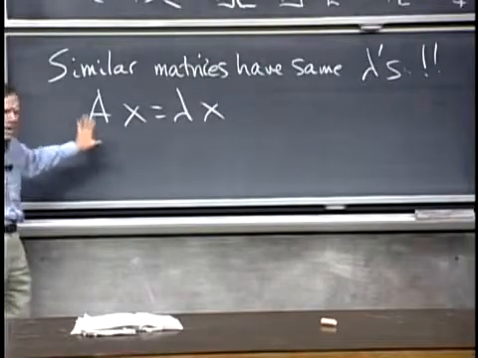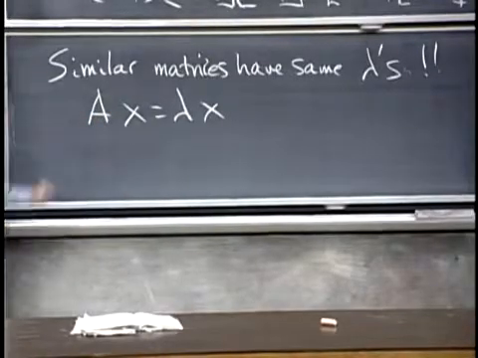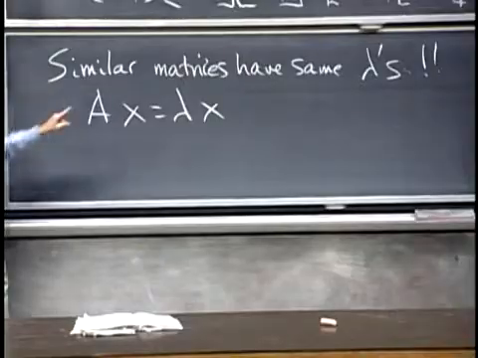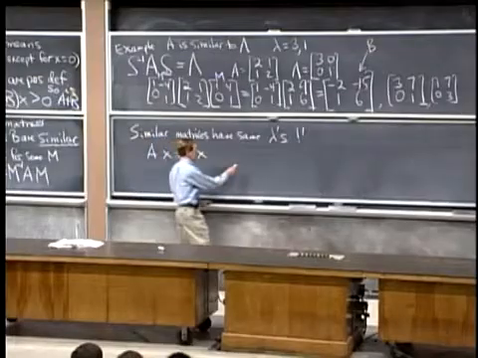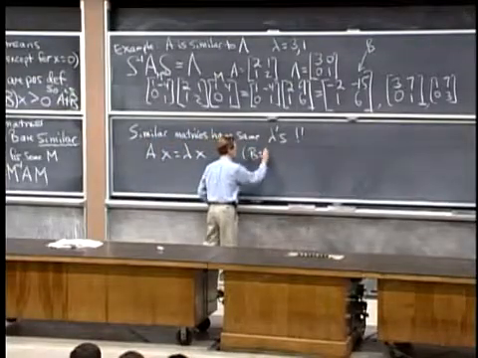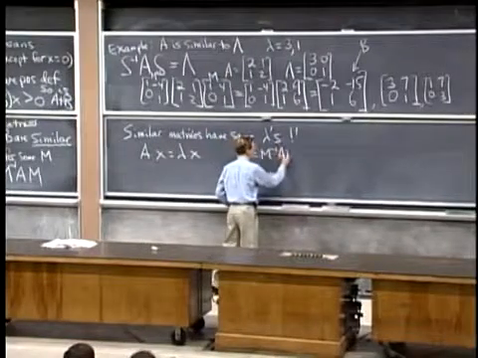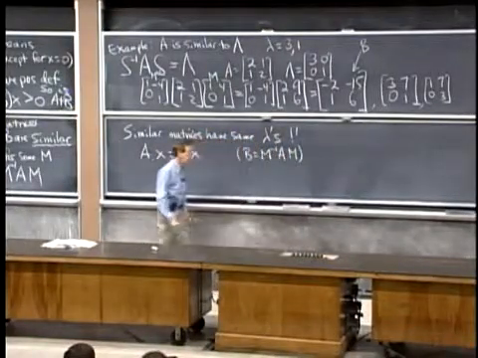Now I want to get B in the picture here somehow. Remember, B is M inverse A M. Let's just remember that over here. B is M inverse A M. And I want to see its eigenvalues.